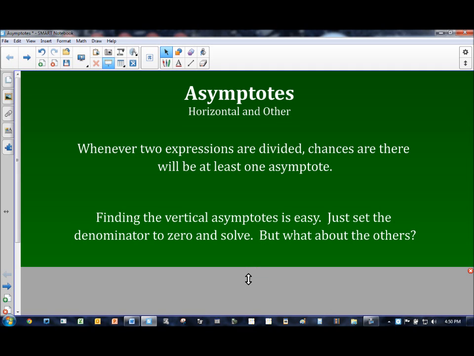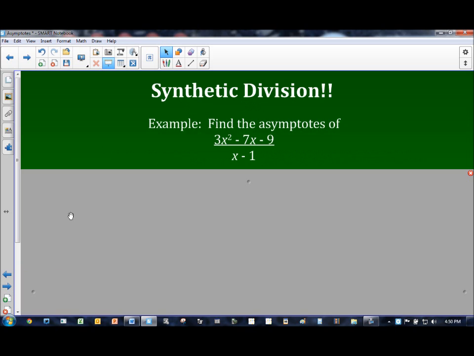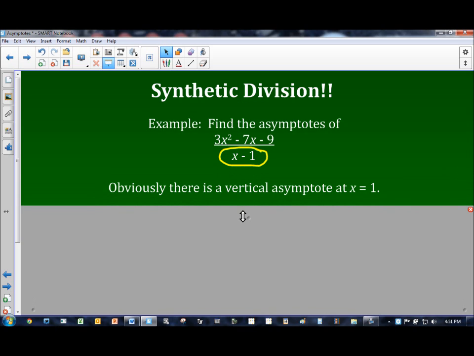So let's talk about how to find any other asymptotes. Starting with an example, we've got 3x squared minus 7x minus 9 over x minus 1, and I want to find the asymptotes for it. Well, the vertical asymptote is easy. I set the denominator, x minus 1, equal to 0, and I get x equals 1. So I know that there is going to be a vertical asymptote at x equals 1.